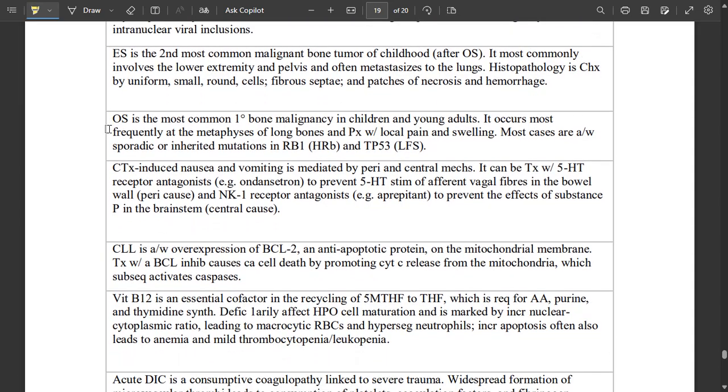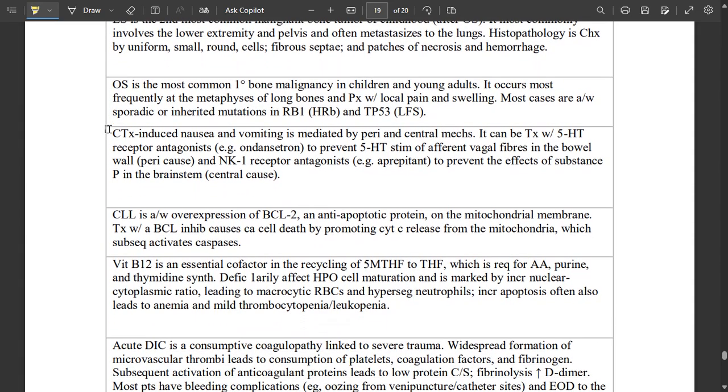Okay, osteosarcoma is the most common primary bone malignancy in children and young adults. It occurs most frequently at the metaphysis of long bones, with local pain and swelling. Most cases are associated with sporadic or inherited mutations in RB1 and TP53, as in Li-Fraumeni syndrome.